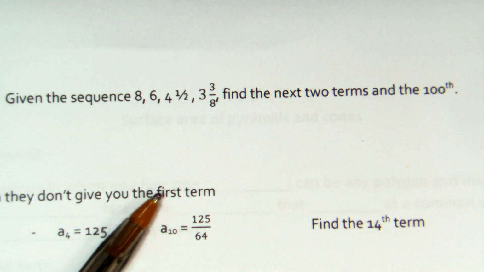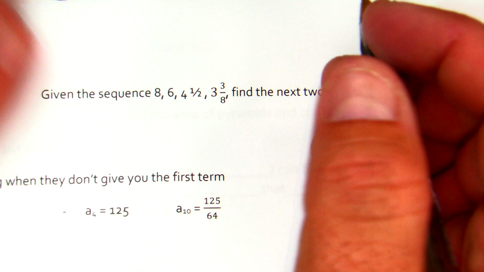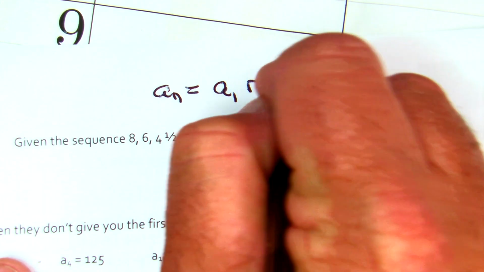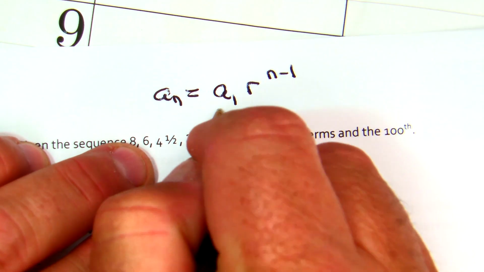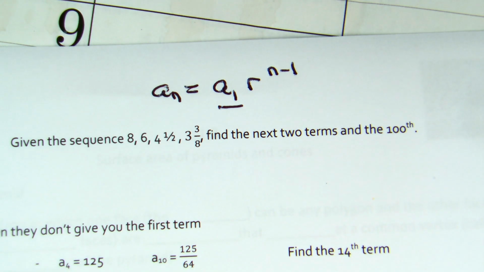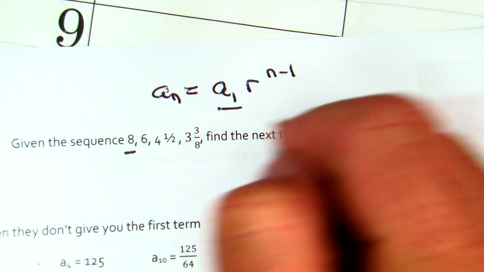All right. So, remember the formula for a geometric sequence: a_n equals a_1 times r to the n minus 1. So we need to calculate some things. Well, one, we need the first term. In this situation, they're giving us the first term. What's the first term in the sequence? 8. So we got the 8.